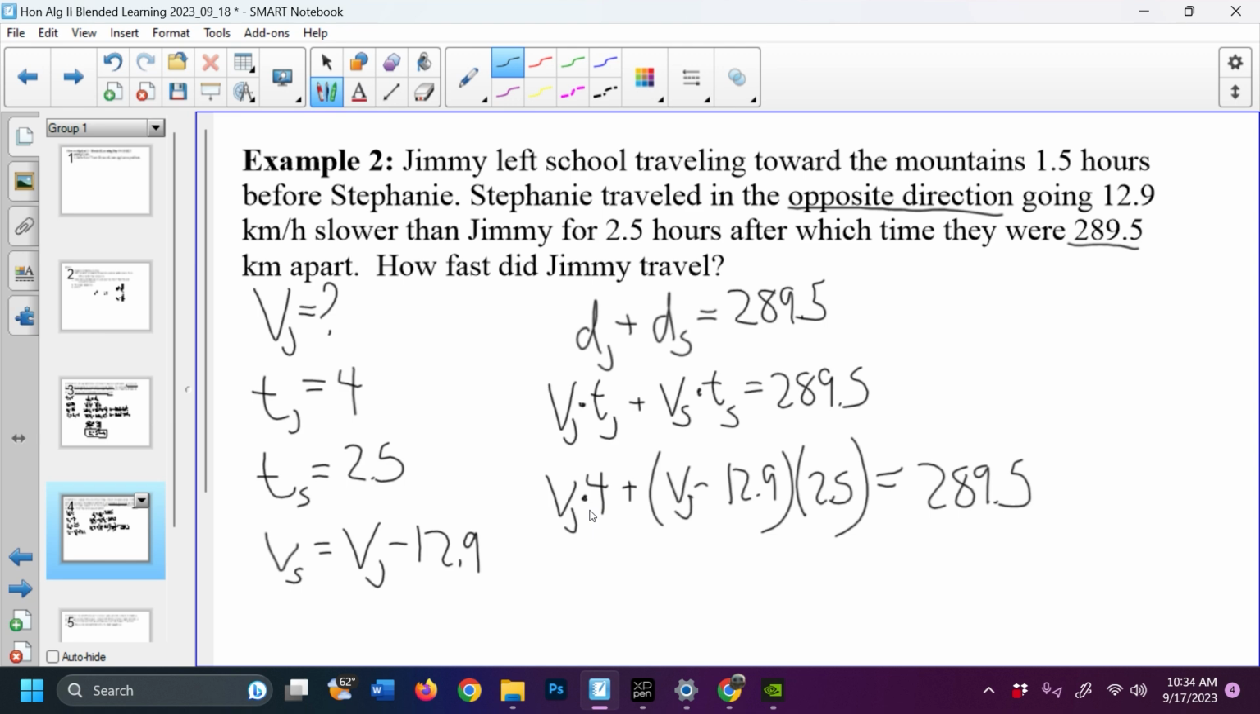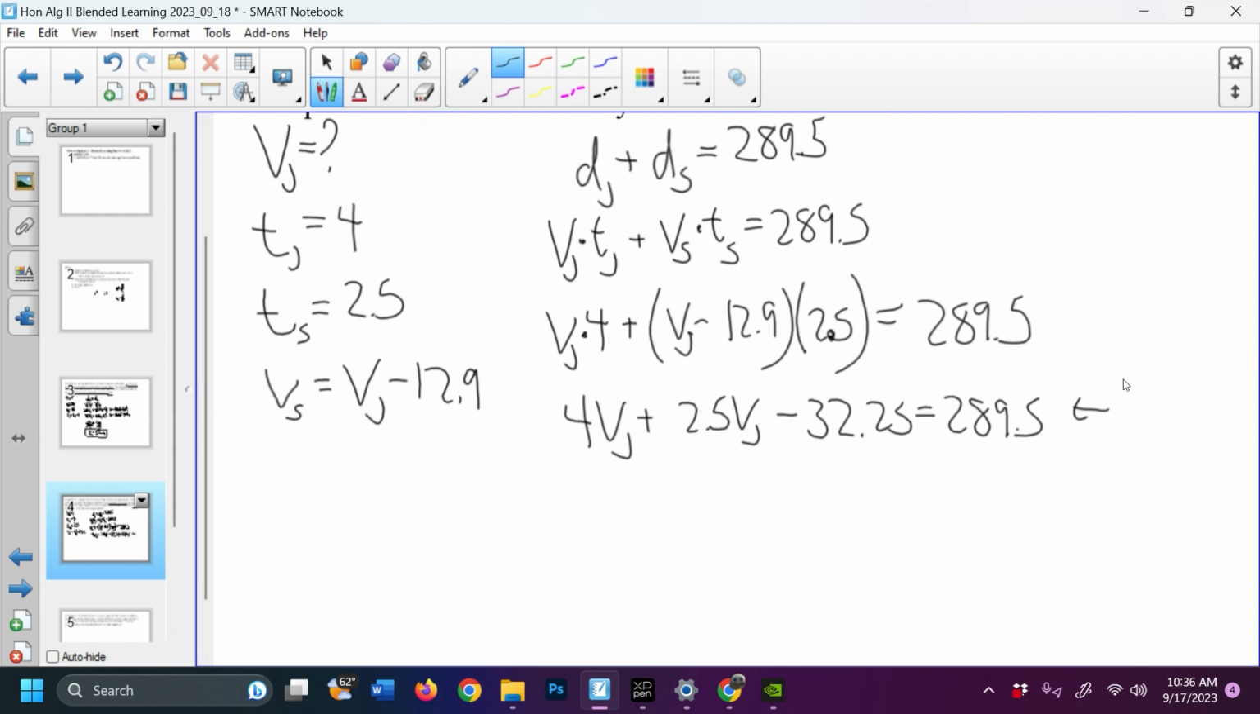So what we'll do is we will simplify a little bit. We usually don't write the units, so 4 times the velocity of Jimmy, and then plus, I'm going to distribute here this 2.5 to those two terms. So I'll have 2.5 times the velocity of Jimmy minus 2.5 times 12.9. Well, I've already done that, and I get negative 32.25 equaling 289.5.